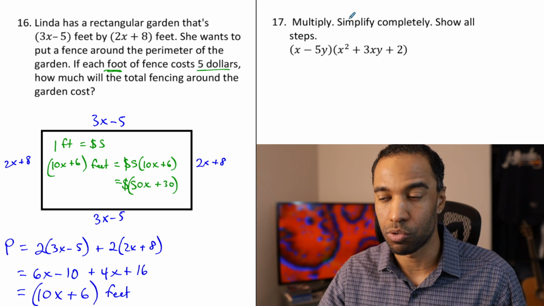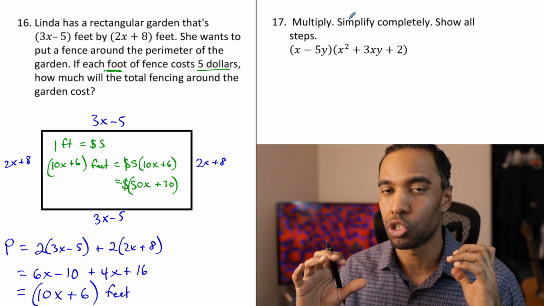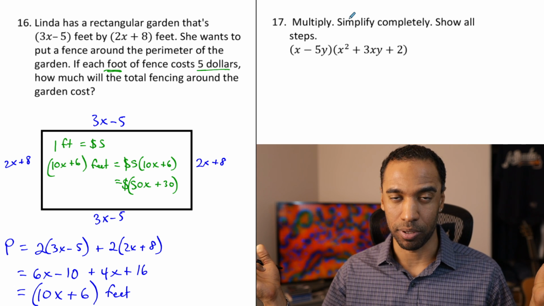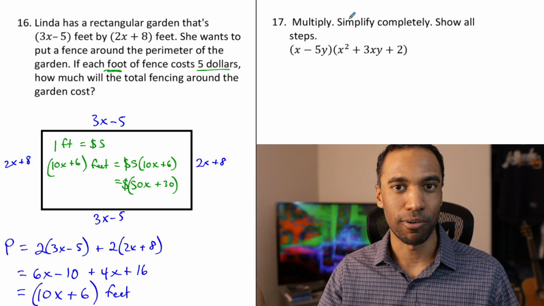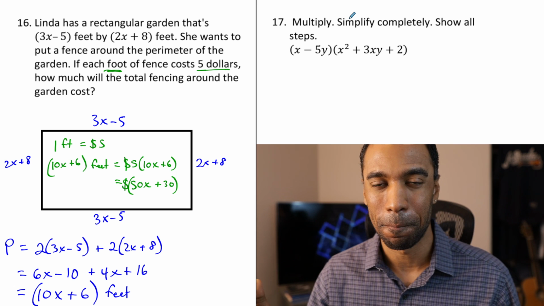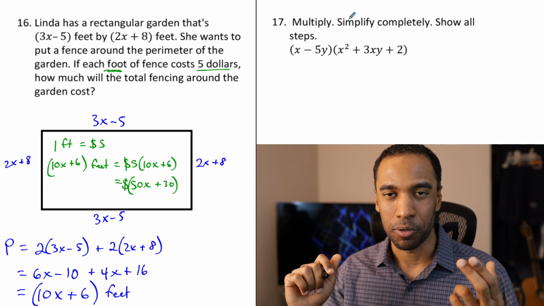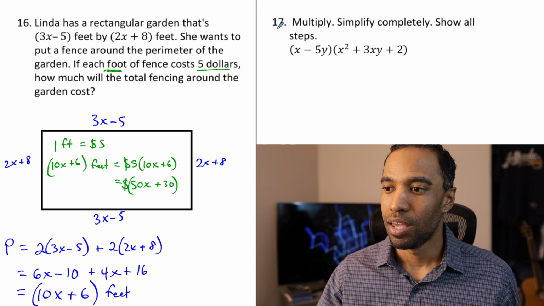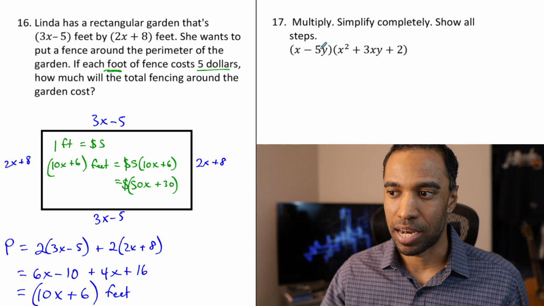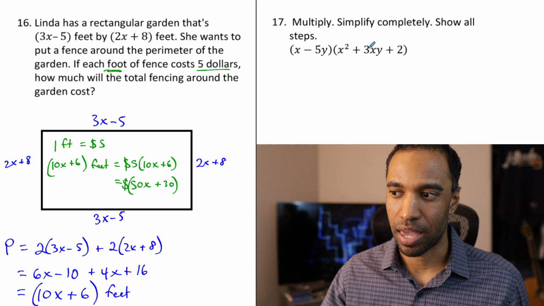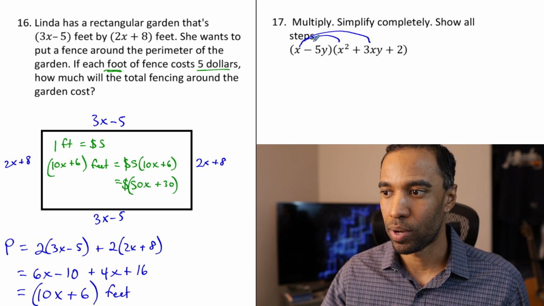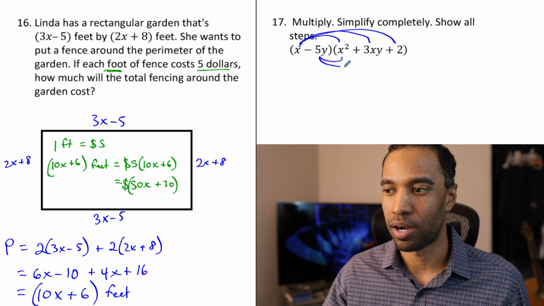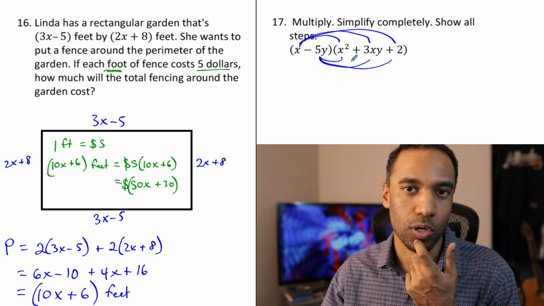Remember what FOILing is. Number 1, it's for binomials, but number 2, it's the training wheels. It gets you into the place where, even for binomials, can you distribute properly in any sense? And here, so we distribute. Multiply each term in one quantity by every term in the other quantity. By each term, I mean the x and the negative 5y. Take this x, multiply with every term over here: x squared, 3xy, and 2. Then take the negative 5y and multiply it with x squared, 3xy, and 2. And of course, we add the result.